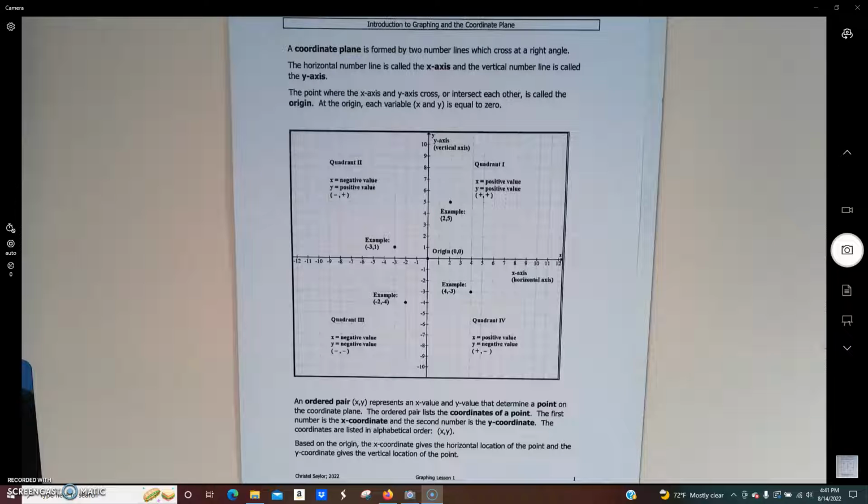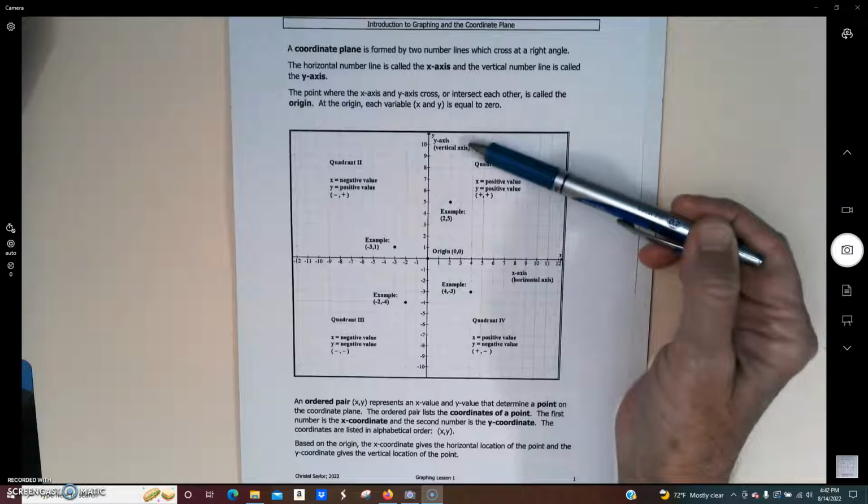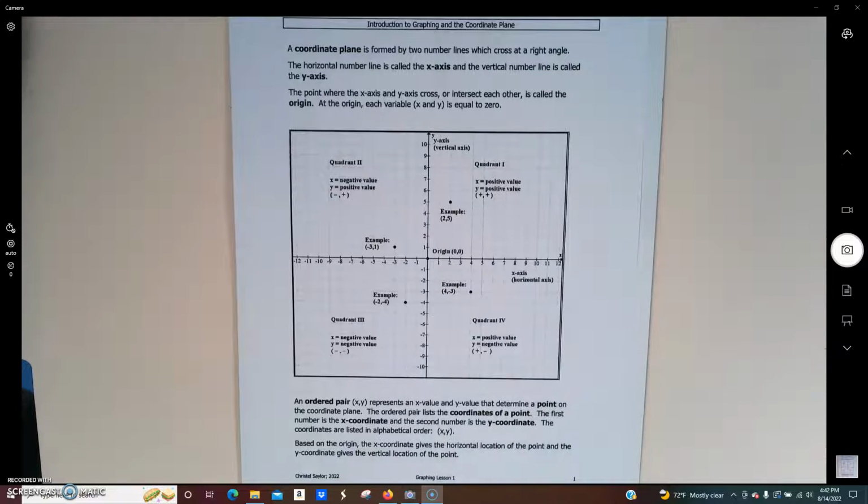To begin working with graphing, it's important to know some basic definitions. A coordinate plane is formed by two number lines which cross at a right angle. It's also just referred to as a grid. The horizontal number line is called the x-axis. The vertical number line is called the y-axis. Where they cross is referred to as the origin.